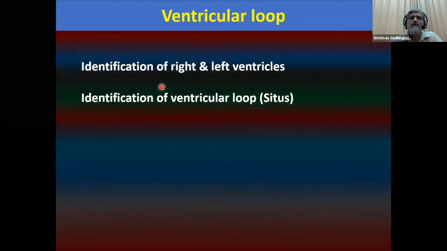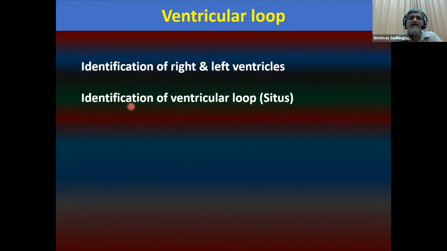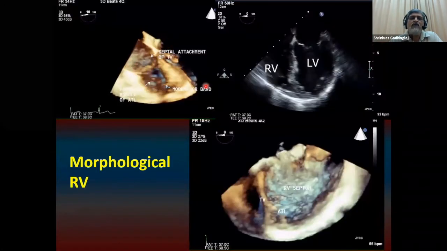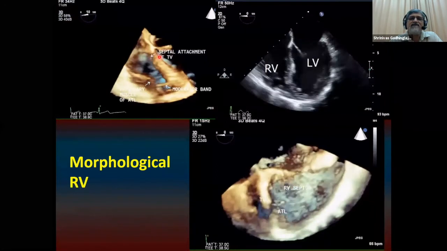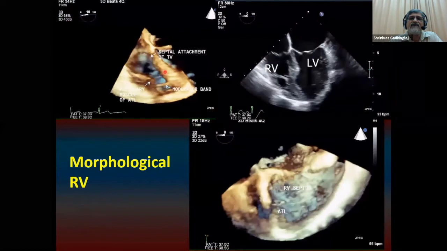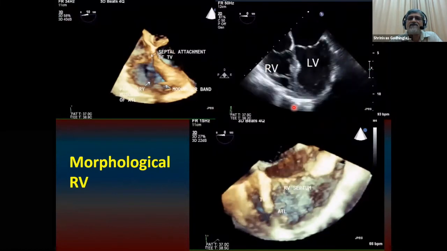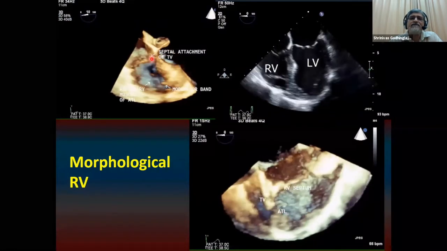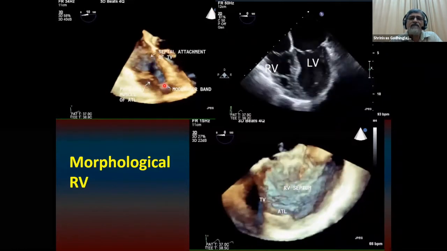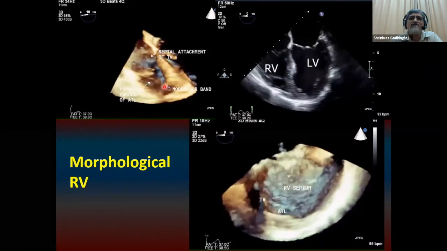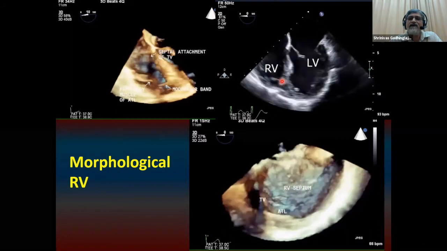We have to identify two things here. First, how to identify the right and left ventricle, and secondly, how to know about the ventricular loop. Now, as you all know, the right ventricle is triangular in shape. This is a 3D echo which shows the right ventricle, which is triangular in shape. Here also you can make out the triangular shape. Characteristically, the septal leaflet is attached to the interventricular septum. And then you see additional bands like the moderator band or the septal band.